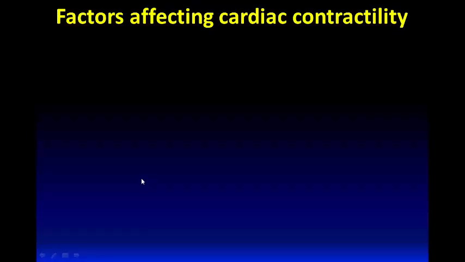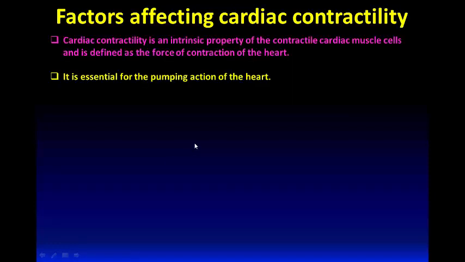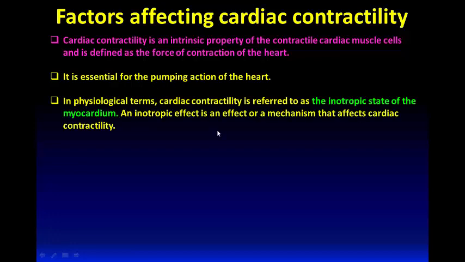So at the end of this lecture, let's very briefly describe the factors which affect cardiac contractility. Cardiac contractility is in fact an intrinsic property of the contractile cardiac muscle cells, and it is defined as the force of contraction of the heart. And this is, as we mentioned earlier, essential for effective pumping of the heart and for the heart to function as the central pump of the cardiovascular system.